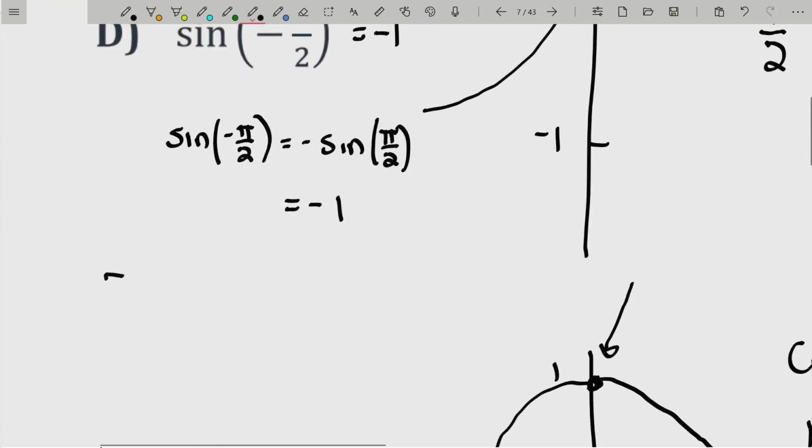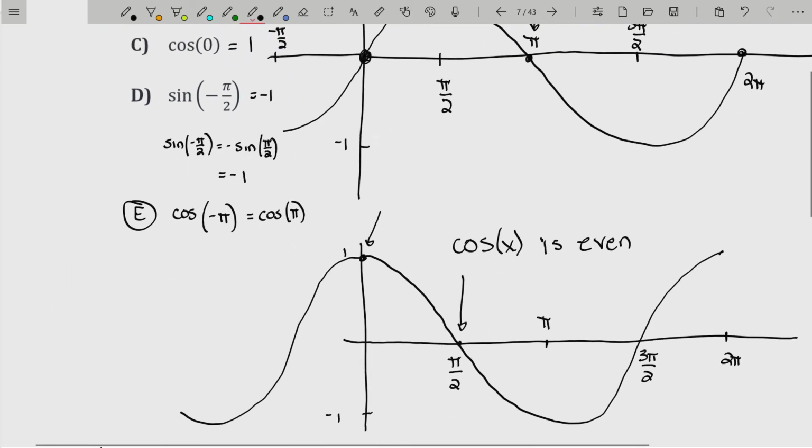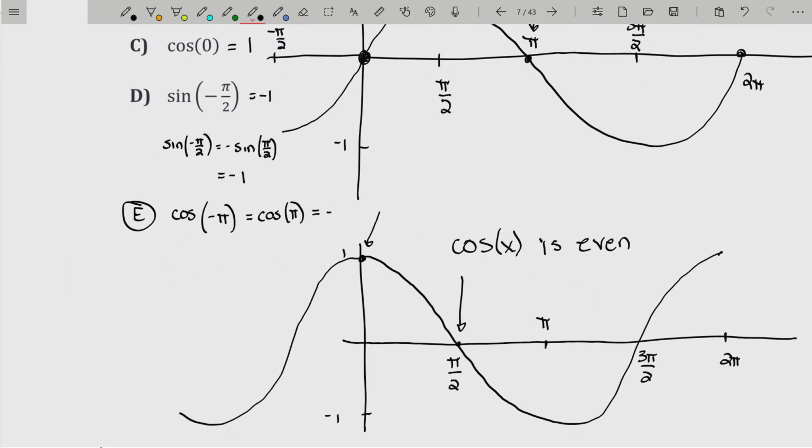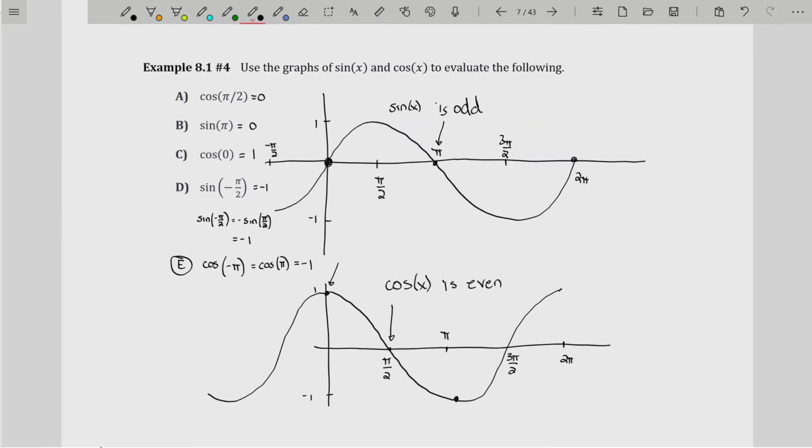And I could do this all day long, right? So the cosine of, let's say, a negative pi. Since cosine is even, it's the cosine of pi, and now I can just look at my regular cosine graph and say, oh, cosine of pi is -1. So this is how you would evaluate a trig function using its graph, only if the angle that you're evaluating the trig function at lands on an axis.